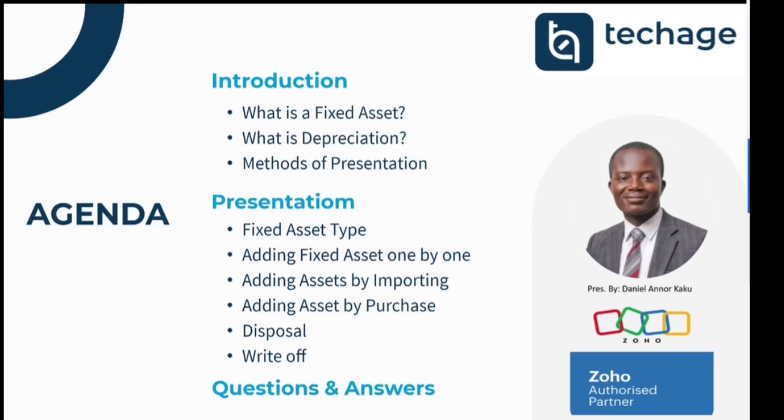We'll look at fixed asset types. We'll look at adding fixed assets one by one to your Zoho Books, adding asset by importing. You can also add in asset by purchase. We'll look at disposal. Once you talk about asset, you have to look at disposal. We look at write-off.